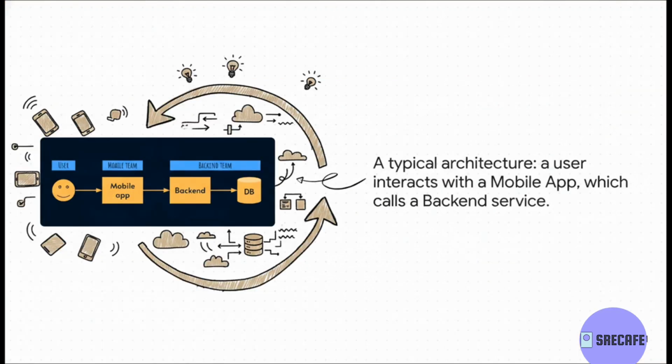So here's our system. It's a pretty standard setup. You've got a mobile team, they own the app code running on the user's phone. And then you've got a backend team, and they own the API service and the database it talks to. This is probably what half the systems out there look like.